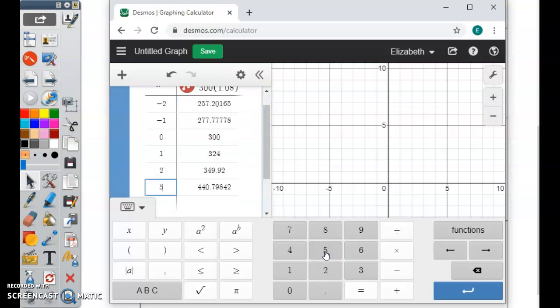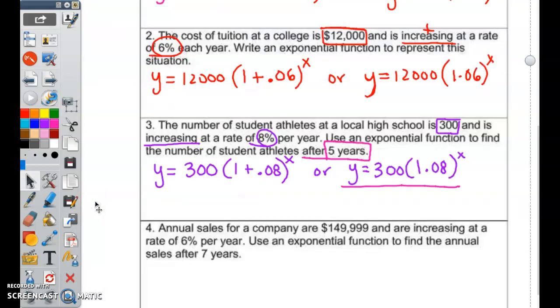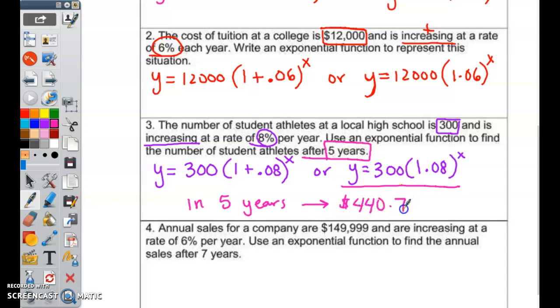So in 5 years, they're going to be paying $440.79. So $440 in 5 years. It's going to be 440 with, what did I say, 70 what? 9 cents. Okay? You guys are going to do number 4 in just a little bit. Let's turn the page. Let's go to the decay part.